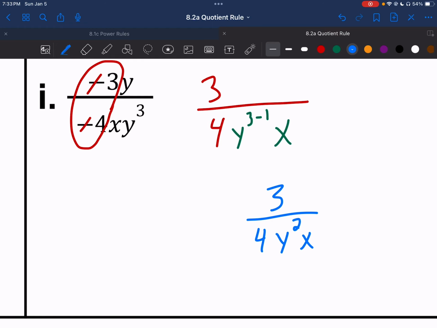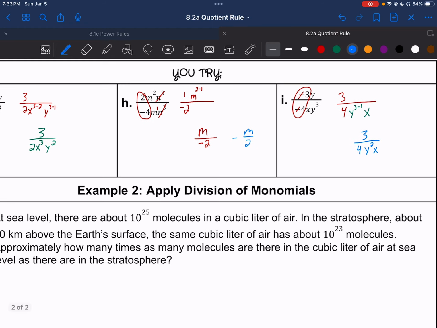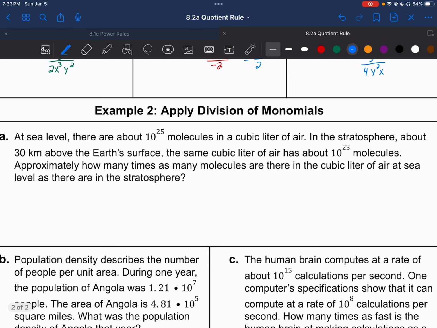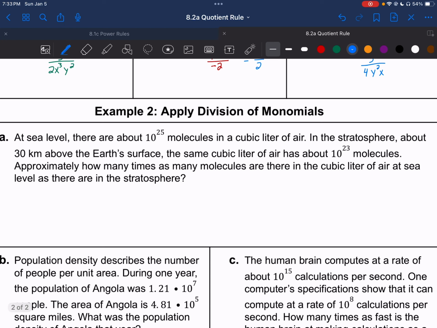All right, so example 2 is about the application of the division of monomials. Letter A, at sea level, there are about 10 to the 25th molecules in a cubic liter of air. In the stratosphere, about 30 kilometers above Earth's surface, the same cubic liter of air has only about 10 to the 23rd molecules in it.